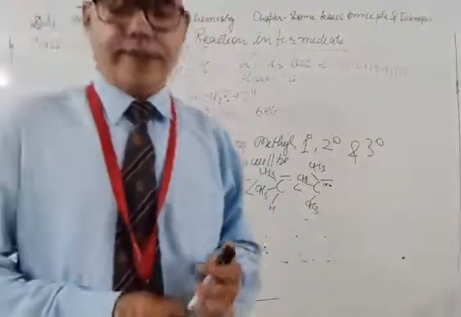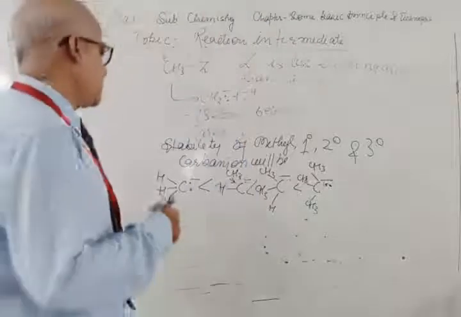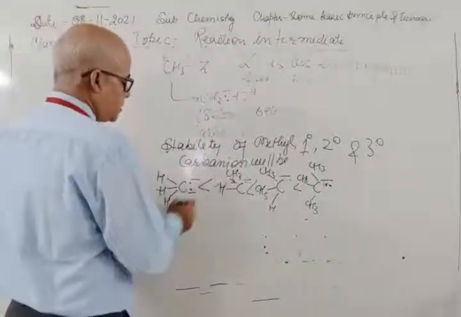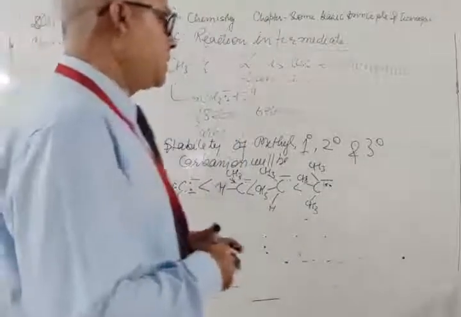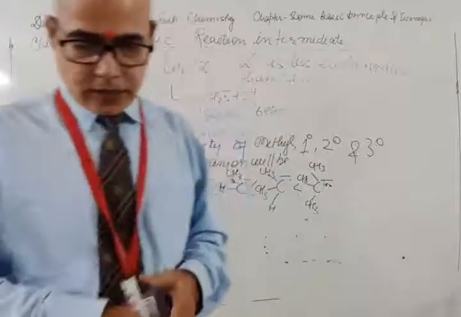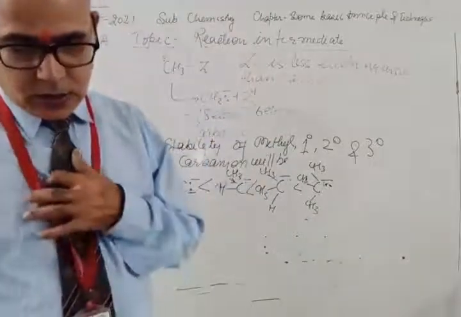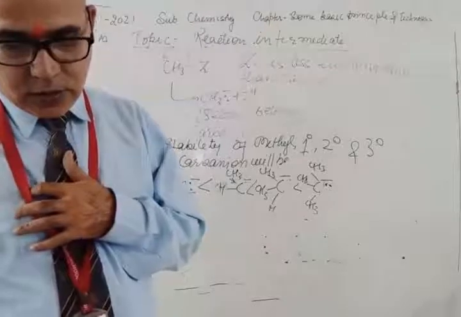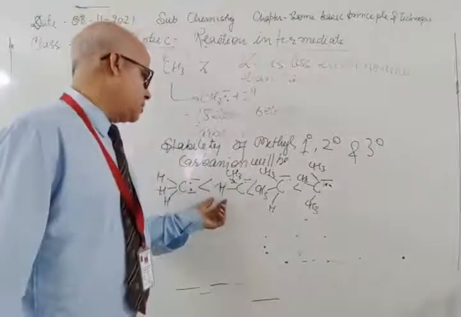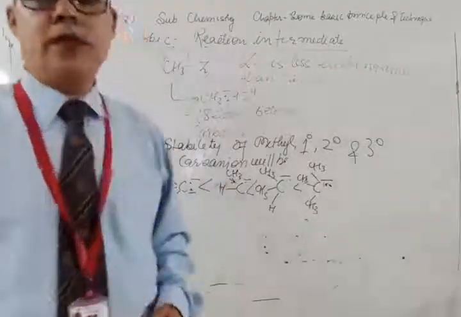Okay, student, and you will see that I have told you that the carbon is sp3 hybridized and a distorted tetrahedral structure will be there.